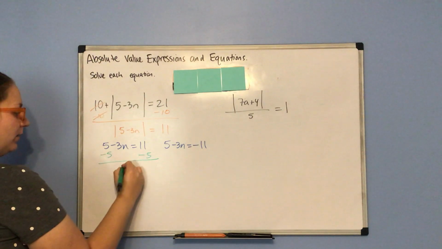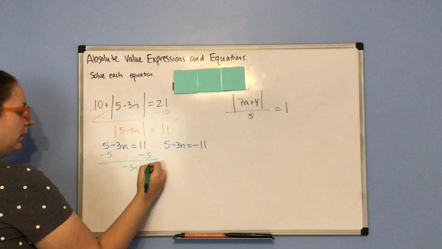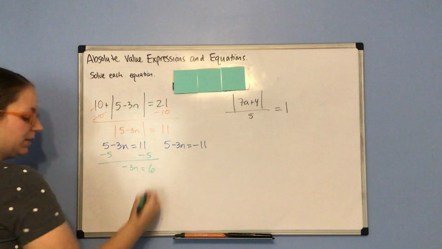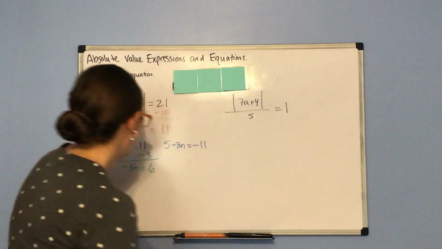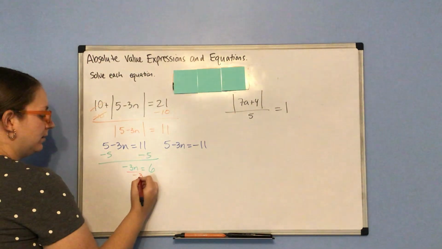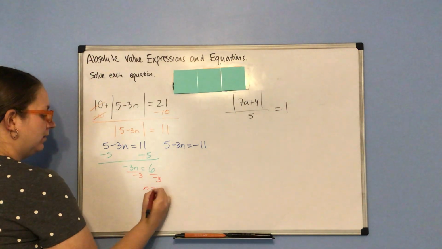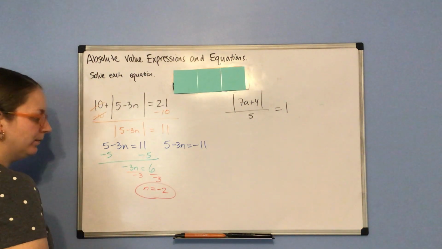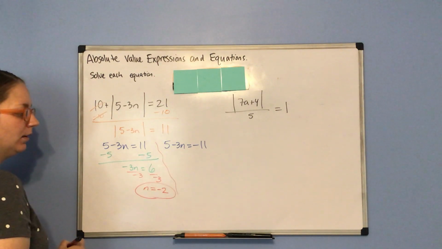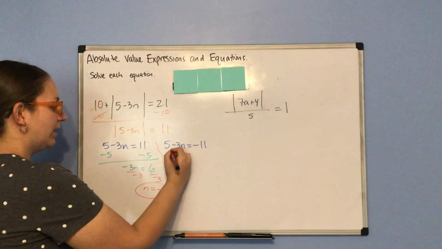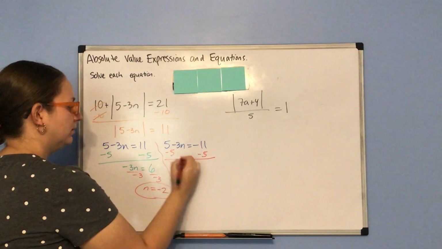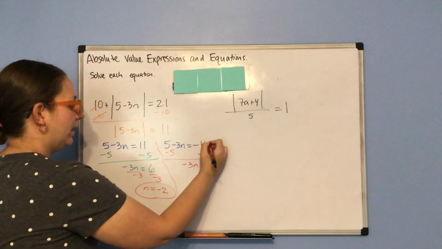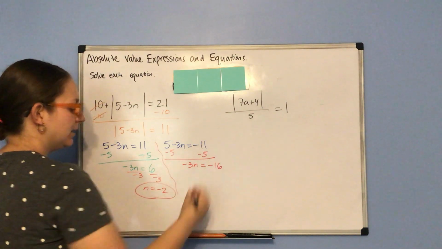So it's subtracting 5. 11 minus 5 is 6. And then last but not least, one of my solutions is going to be negative 2 when I divide. Now I got to do the other one. It's going to be the same steps, so subtract 5. Negative 11 minus 5 is negative 16.